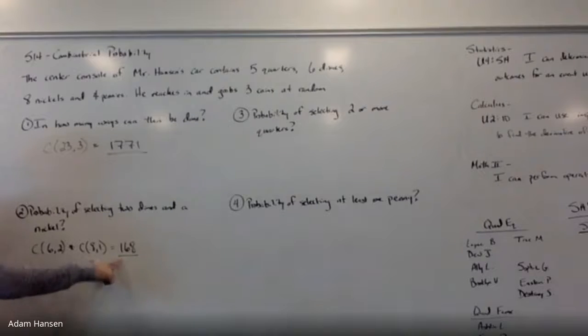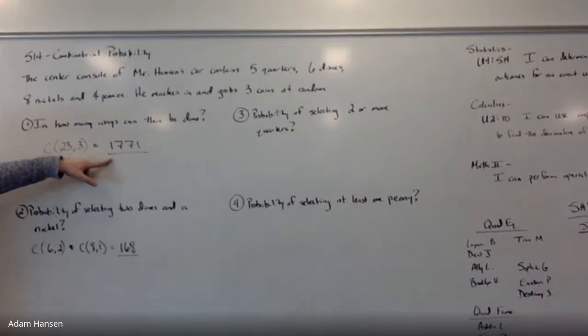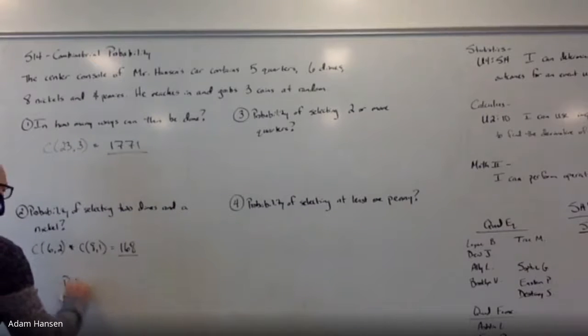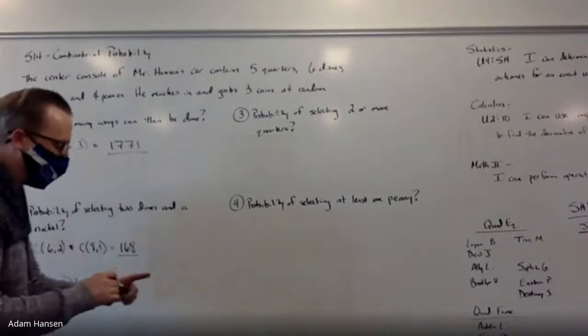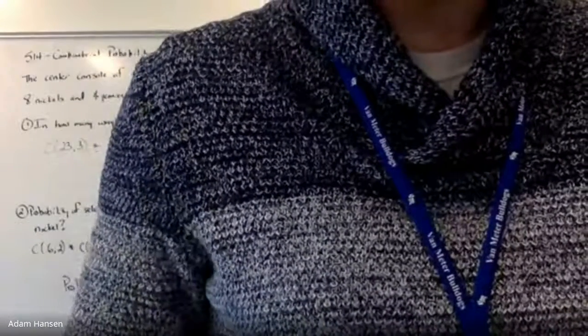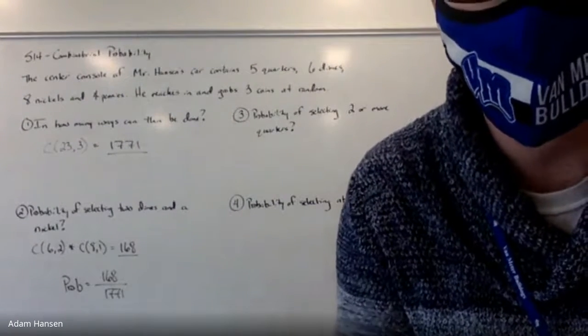There's 168 ways to select 2 dimes and a nickel from the coins in the console out of how many ways in total? How many ways are there to draw any 3 coins? So my probability would just be 168 divided by this number we found in part 1, the 1,771. So the probability of this event is 168 out of 1,771. If you want to write that as a decimal or percent, that's about 9.5%, 0.0949.